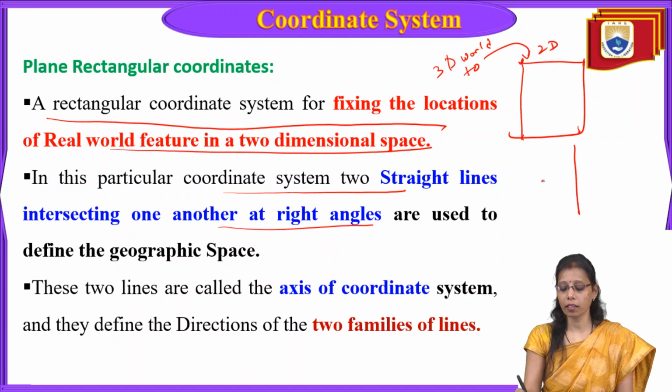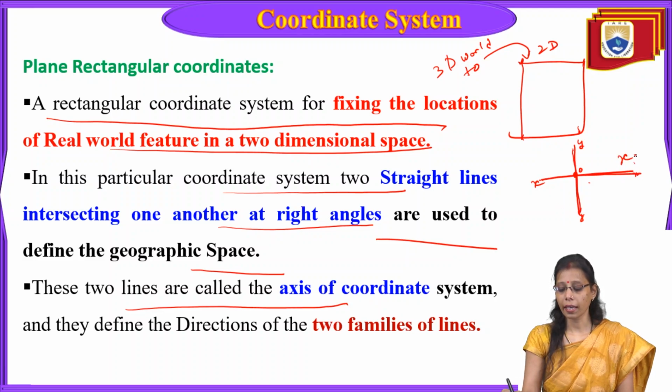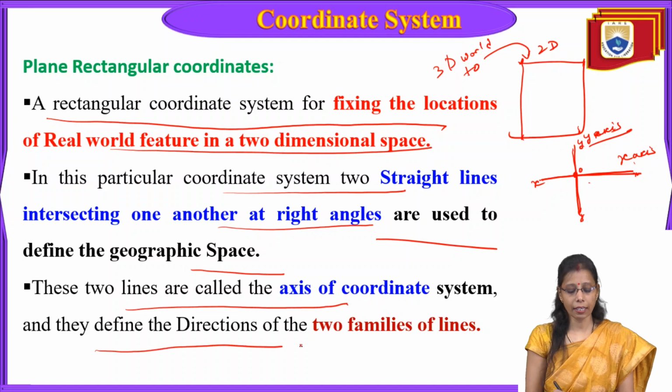So this will be like this. Two straight lines will be intersecting. Here we will be finding this is x, this is also x, y, y. The two lines intersect one another at right angles and are used to define the geographic space. So these two lines are called the axes of the coordinate system. This is the x-axis, this is the y-axis. They define the direction of two families of lines.